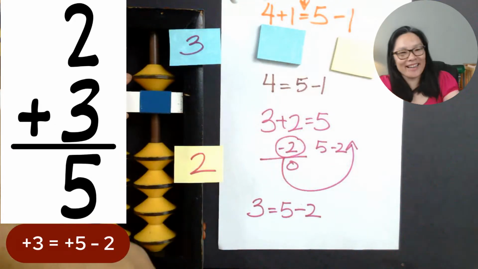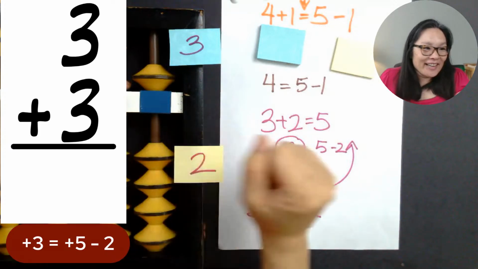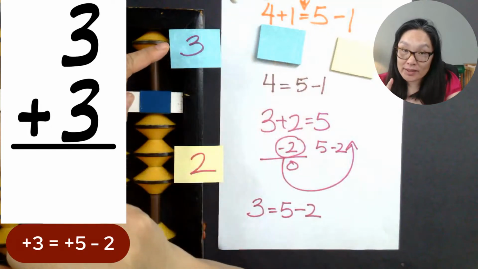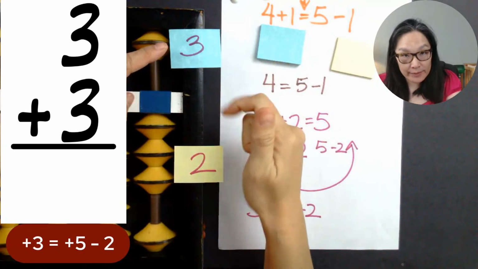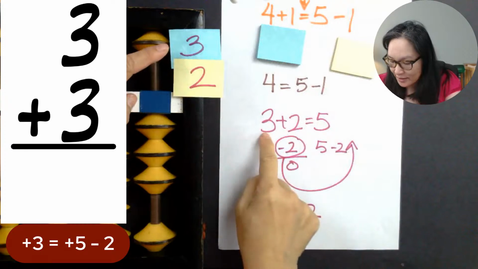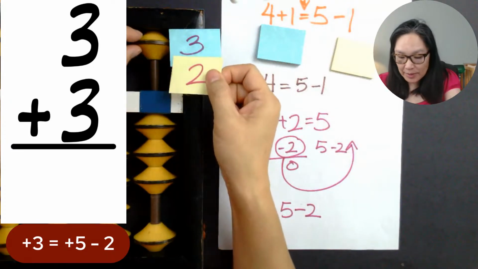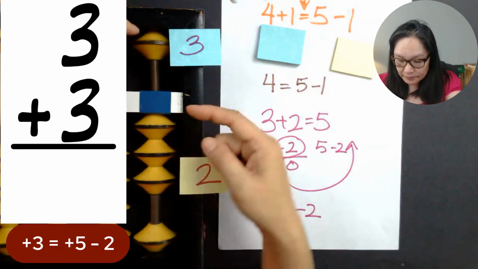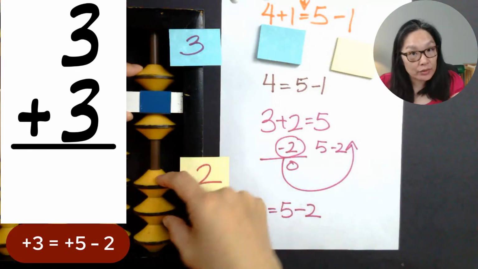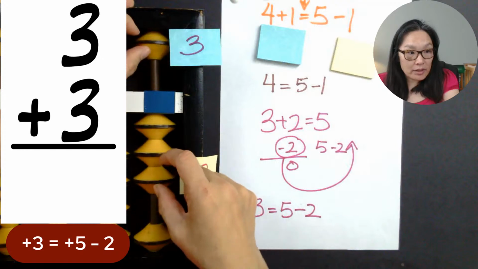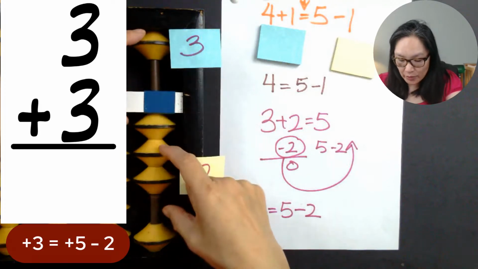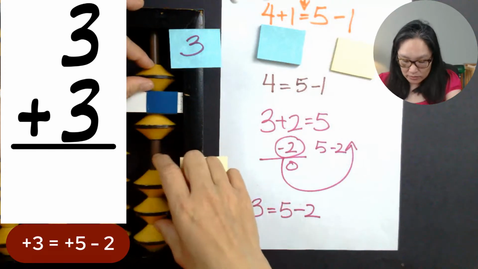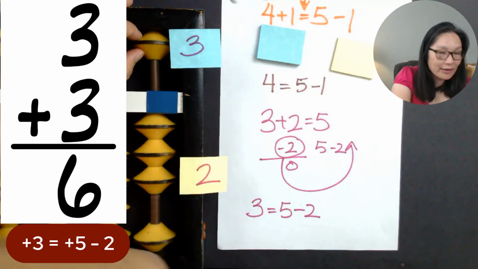Oh, good. All right. So here's a question. 3 plus 3. Not doing doubles. We're going to do the abacus formula. So 3 plus 3 is plus the 5 minus 2. Do you see that? Plus the 5 minus 2. That's what we're doing. This is when we want to add 3. We want to plus the 5 minus 2. That is how we do it. And our answer is 6.